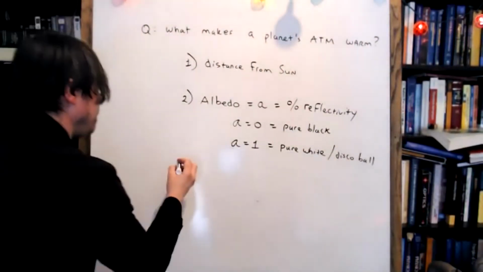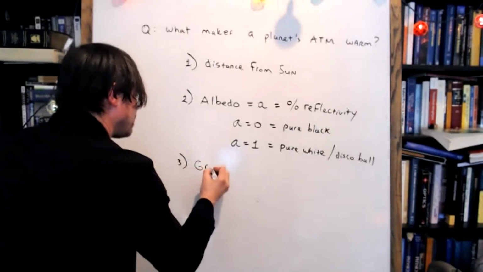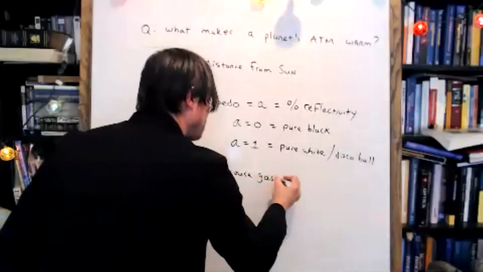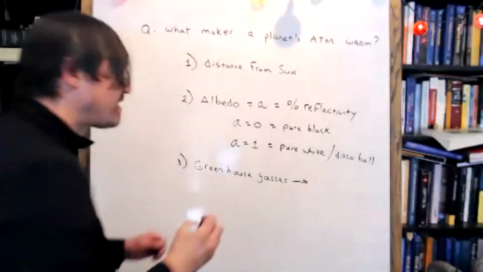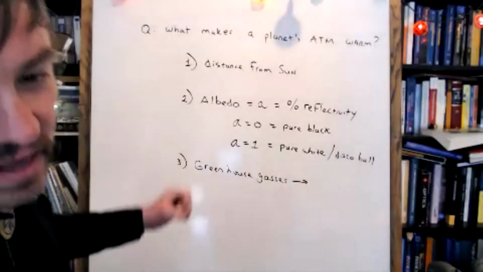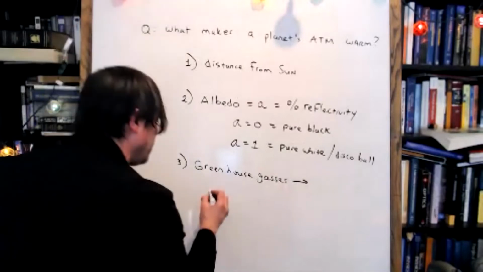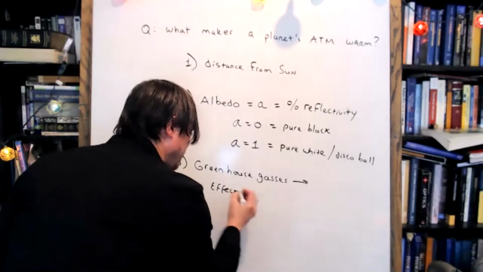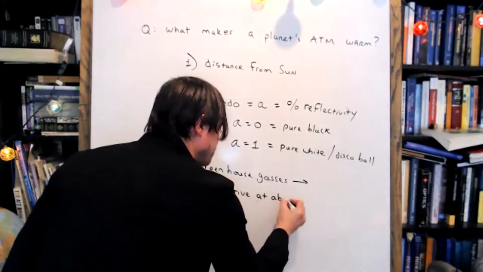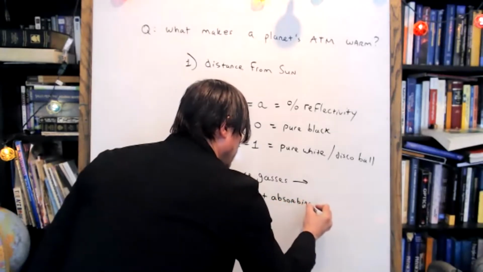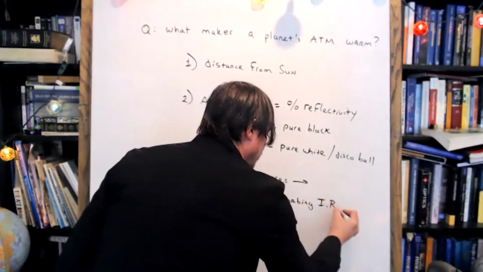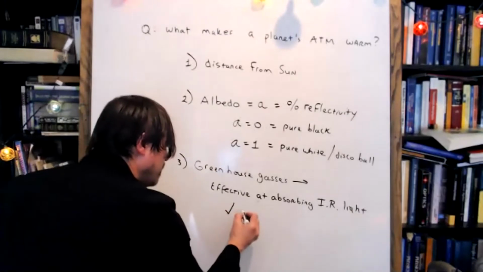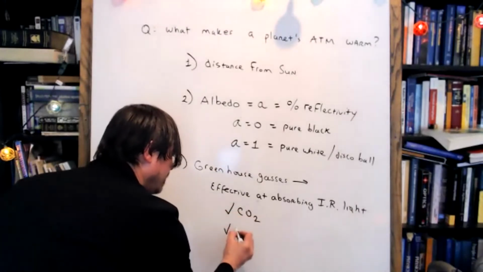The third thing that's going to matter is greenhouse gases. Greenhouse gases are gases that are extremely effective at absorbing infrared light from below. And they include carbon dioxide.